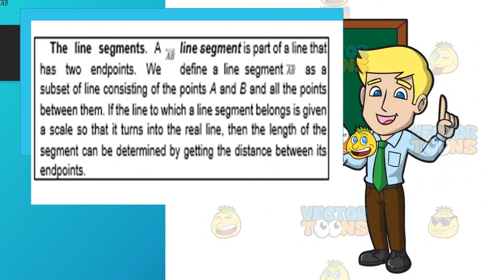The line segments. A line segment is part of a line that has two endpoints. We defined a line segment as a subset of a line consisting of the points A and B, and all the points between them. If the line to which a line segment belongs is given a scale so that it turns into the real line, then the length of the segment can be determined by getting the distance between its endpoints.